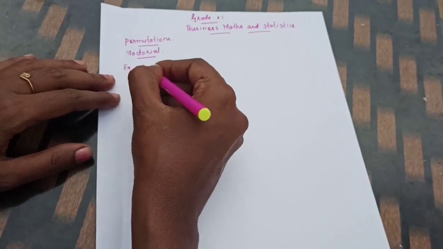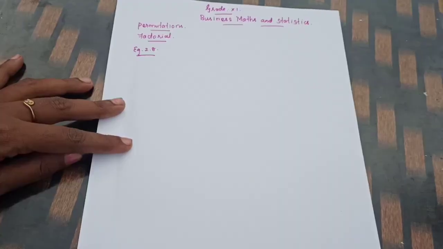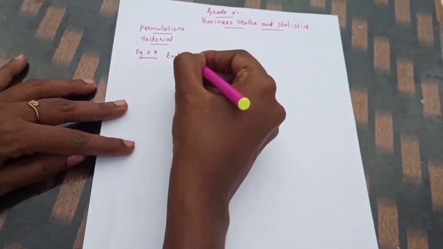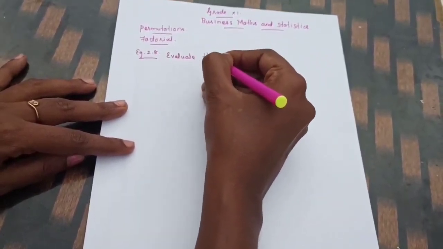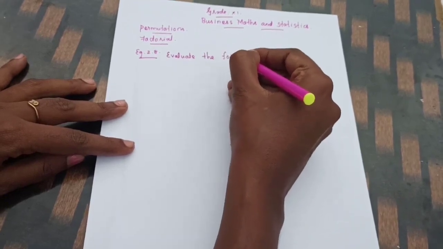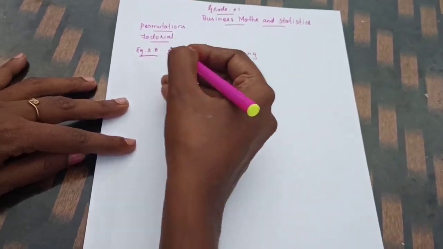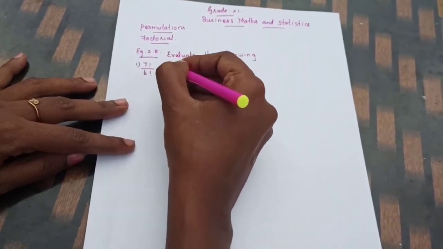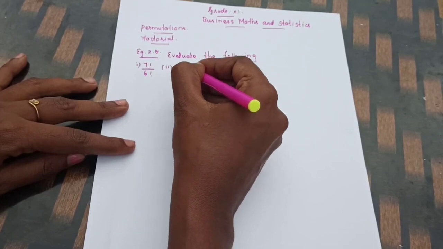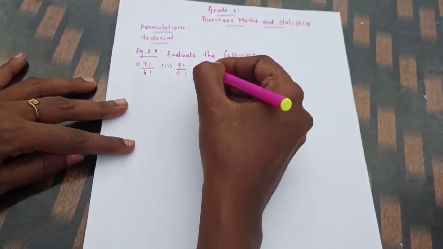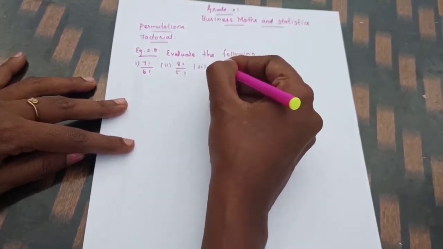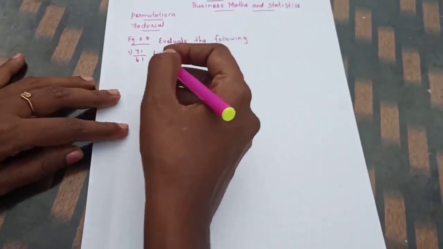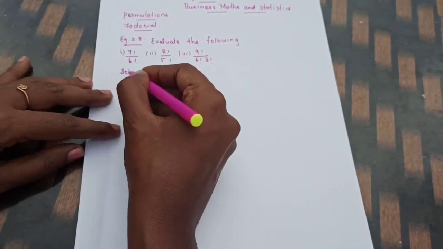Example 2.8. Evaluate the following. First problem, 7 factorial divided by 6 factorial. Second problem, 8 factorial divided by 5 factorial. Third problem, 9 factorial divided by 6 factorial into 3 factorial. Okay. Solution.